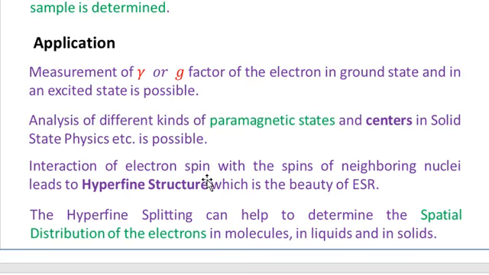Interaction of electron spin with the spins of the neighboring nuclei leads to hyperfine structure, which is the beauty of electron spin. So you see that this is also the beauty of the electron spin, that the spin of the electrons can also interact with the spin of the neighboring nuclei and lead to a structure which we call a hyperfine structure. This hyperfine structure will also be discussed in one of the lectures in future. The hyperfine splitting can help to determine the spatial distribution of the electrons in molecules, in solids, and in liquids.